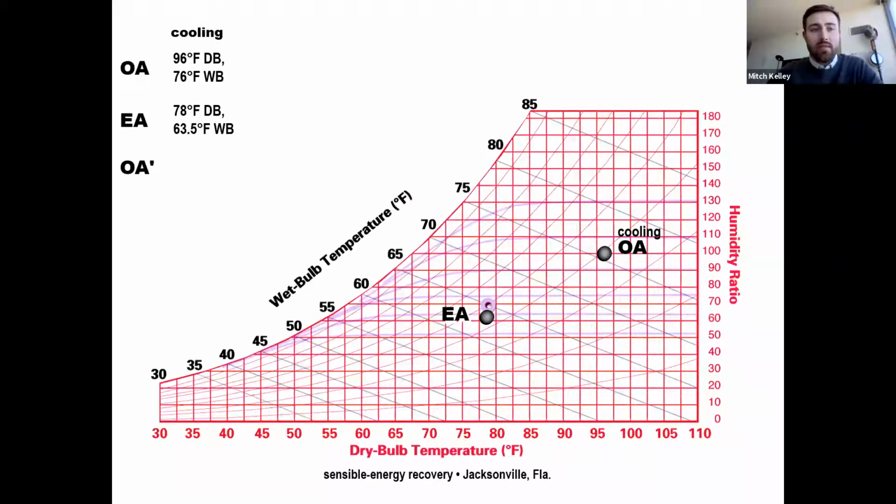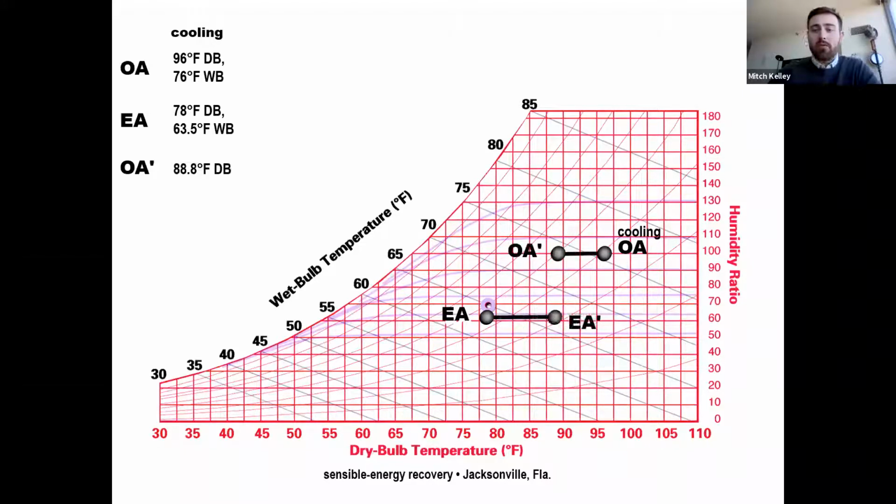The cooling design condition for Jacksonville, Florida is 96 degrees dry bulb and 76 degrees wet bulb. We mark it here as OA. The air leaving the occupied space picks up sensible heat from the roof and the lights as it travels through the return air plenum and returns to the central air handler at 78 degrees. We'll call this EA here.